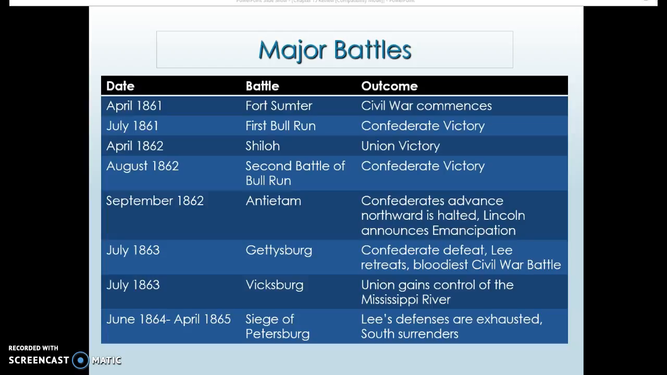June of 1864 through April of 1865, you have the Siege of Petersburg, and Lee is trying to advance and make his way to the north. Unfortunately, his defenses are exhausted, and in April of 1865, Lee is going to surrender to Grant in Virginia, and this is going to be the Southerners surrendering, kind of admitting defeat at this point. That's going to end the Civil War.